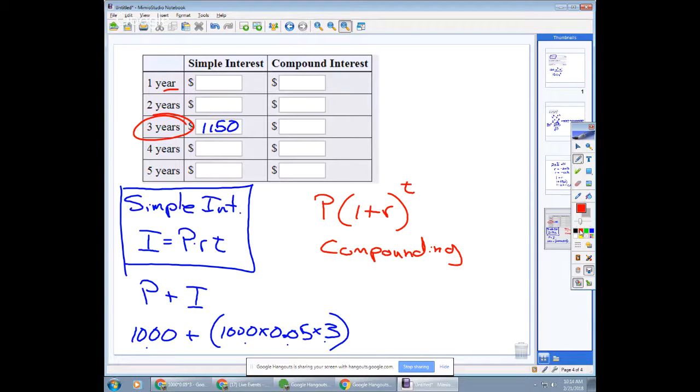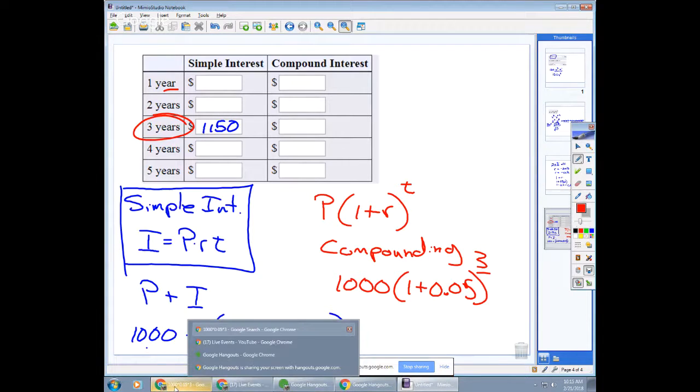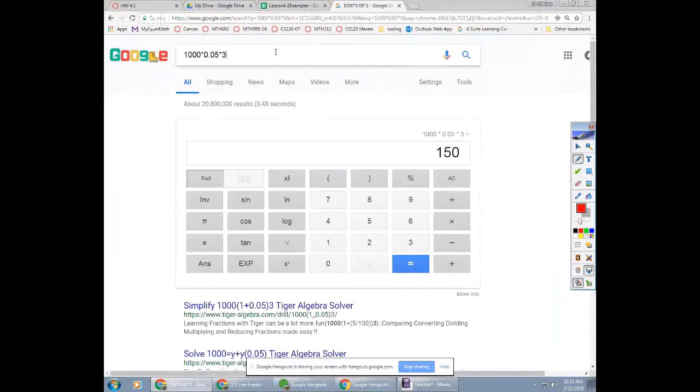for 3 years, I'm going to have my $1,000 that I start with times 1 plus my rate, 5%, raised to the power of 3. Notice here I'm raising to the power of 3. Here I'm only multiplying by 3. Slightly different scenario. Multiplying is different than an exponent, so I should get a different result.